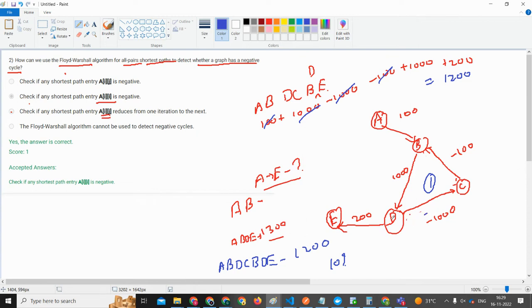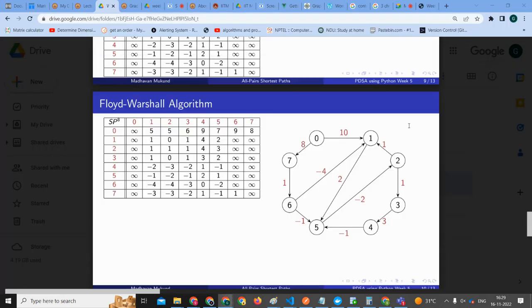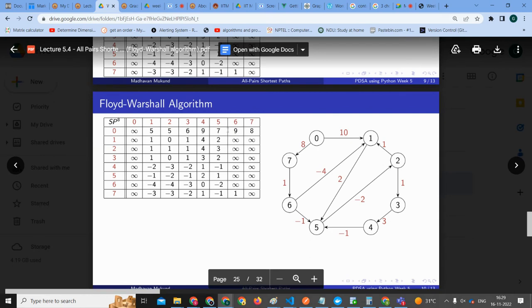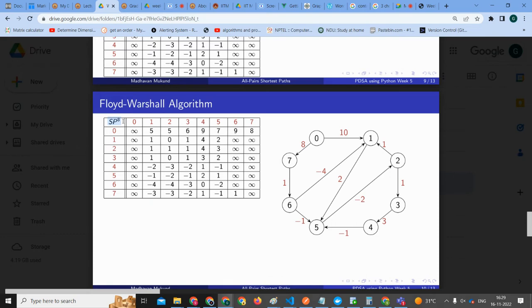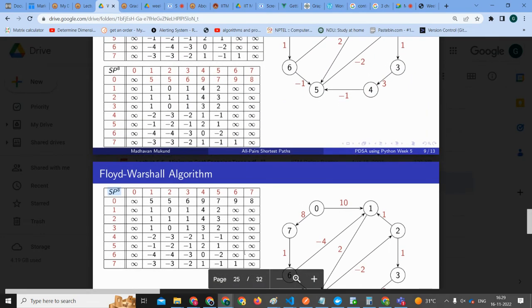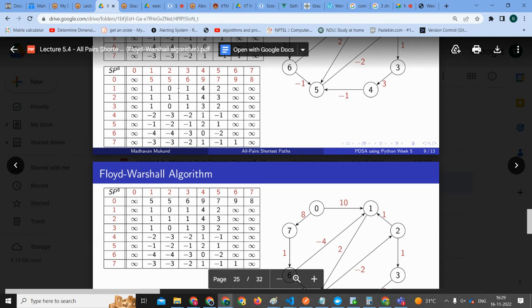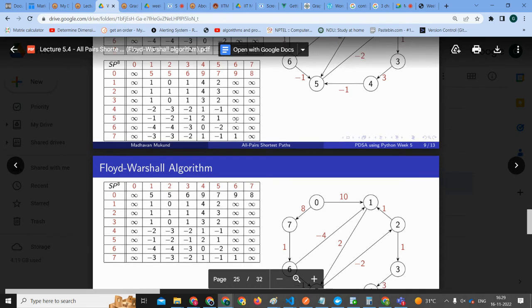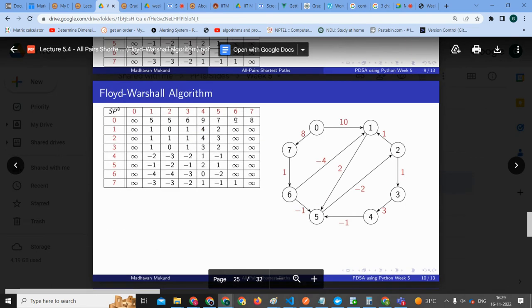So how many vertices do you have? One, two, three, four, five. You have five different vertices, correct? In this case, you have seven vertices. That means you will go till eight iterations. See, for the eighth iteration, you don't have any change. You will be able to see that there are no changes.